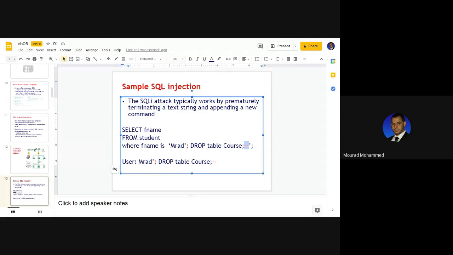Then there is minus minus. What is the minus minus? All that comes after it is a comment. What comes after? This quotation and this semicolon. The computer will not cause an error because of this quotation, which has to be closed. Using this comment indicator, the computer will understand that this is a comment, so it's not an error. It will not prompt any error. It will continue running as per the request, but before that, it will drop the table cost here.